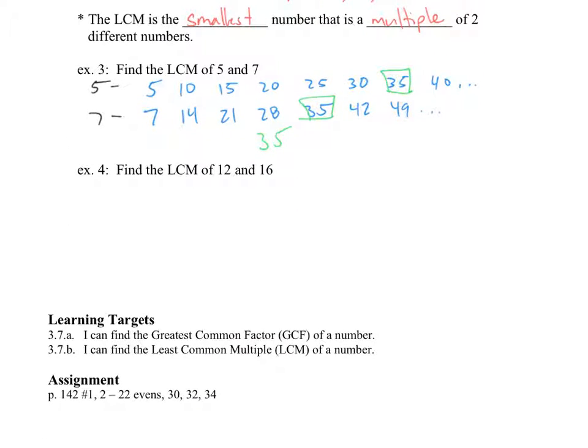Let's do 12 and 16. So 12. We've got 12, 24, 36, 48, 60, 72, 84, 96. All right, we can keep going a long ways.